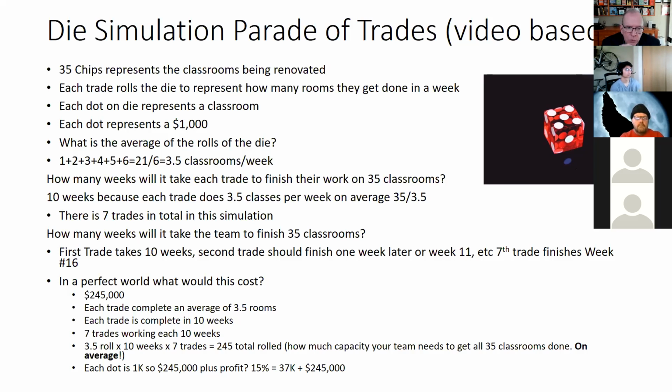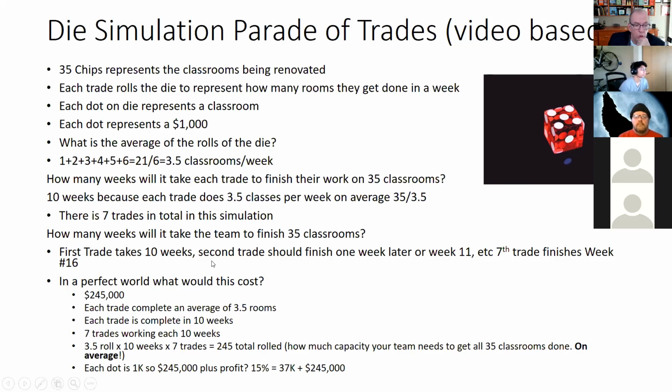So then you say, well, how many weeks will it take each trade to finish their work on 35 classrooms? Well, 10 weeks, because each trade does 3.5 classrooms per week on average. You take 35 classrooms, divide by 3.5, you get 10. Now there are 7 trades in total in this simulation. How many weeks will it take the team to finish 35 classrooms? The first trade will take 10 weeks. The second trade should finish 1 week later, or 11 weeks. And it goes on from there until the 7th trade finishes in week number 16, right?